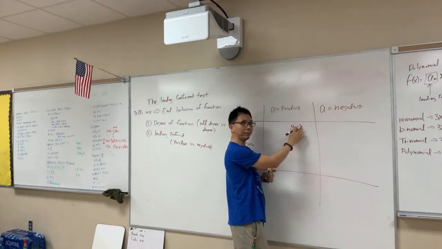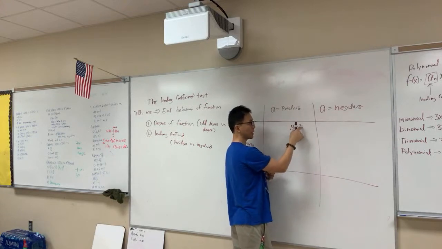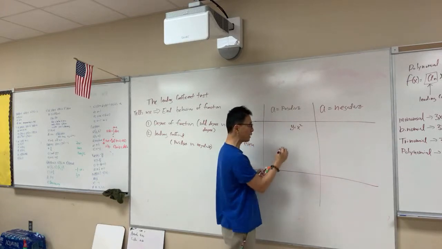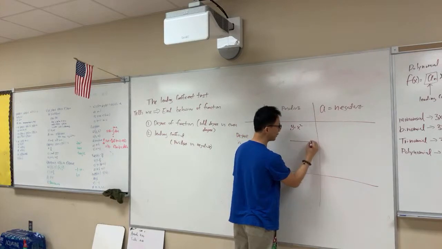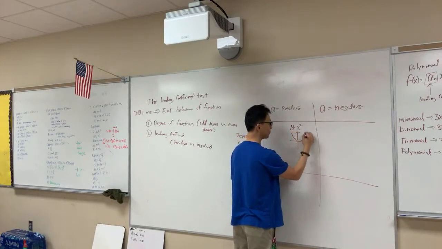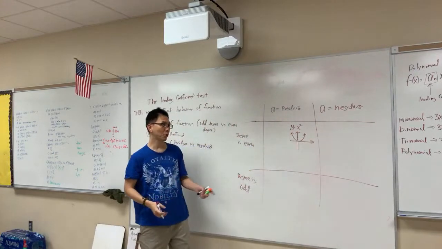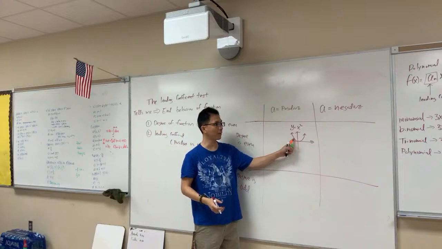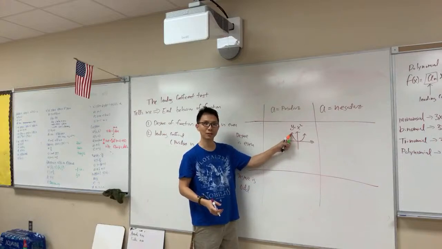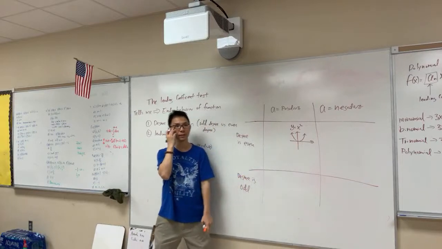Is this an even degree? Is the number in front of here positive? Right, so that's even degree and positive. I know how this graph behaves. I know what happens at the ends, so this is called end behavior. What happens to the left side, and what happens to the right side? Angelia, are you listening? Yeah.